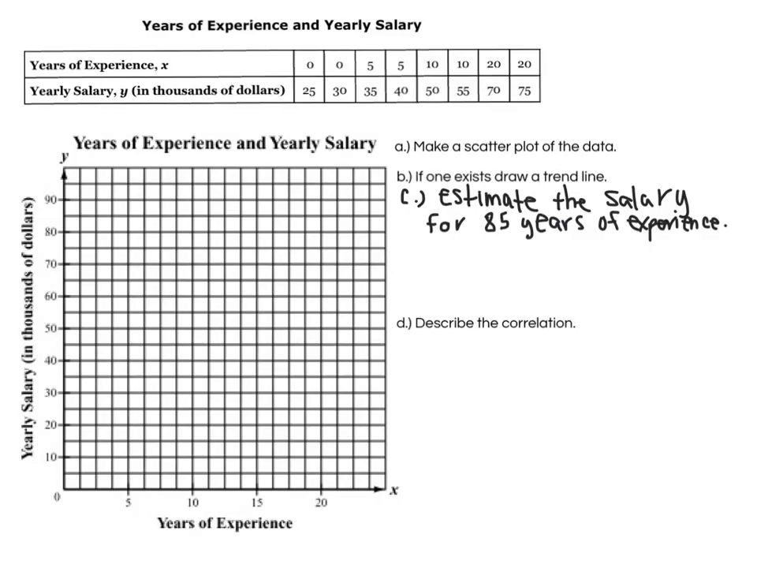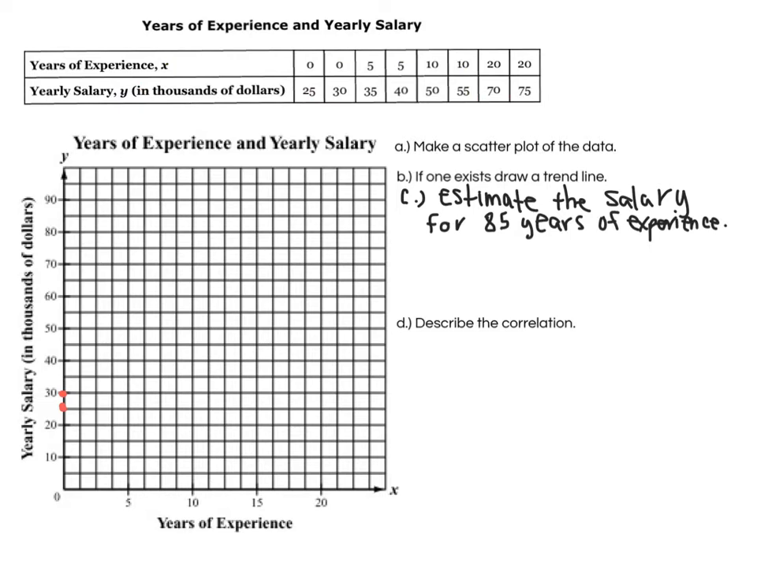Okay, so next we're going to look at scatter plots. So the first thing we're going to do is plot all of our points. So we're looking at the years of experience versus the yearly salary. So we're going to plot these as x comma y. So for my first point, 0, 25, I'm going to go to 0 up to 25, plot my point. The second point, 0, 30, so I'm going to go to 0 up to 30, plot my point.